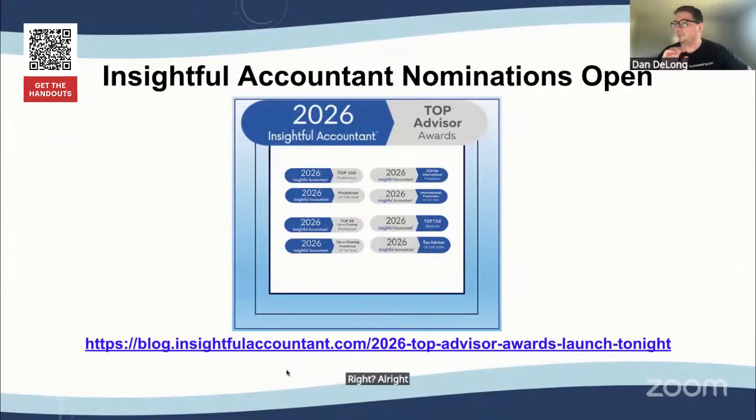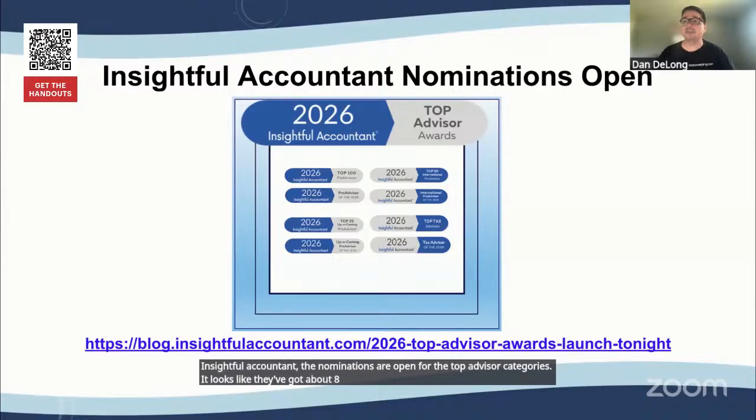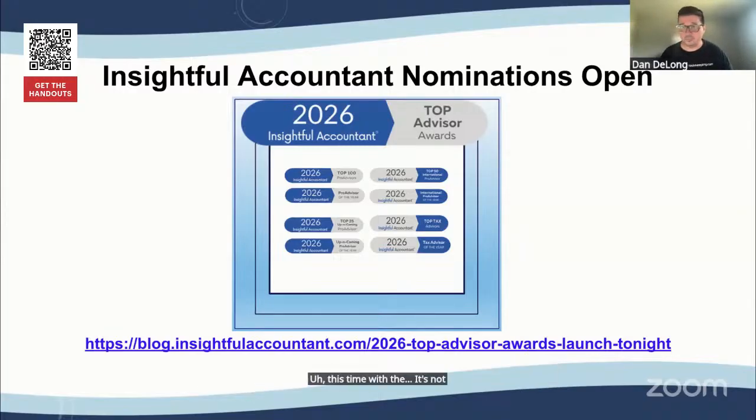All right. And speaking of nominations and counting, Insightful Accountant, the nominations are open for the top advisor categories. It looks like they've got about 8 different categories this time. It's not just the top 100 pro advisors, it's also the top tax advisors. So now they've had to homogenize and remove the pro off of the pro advisor award.